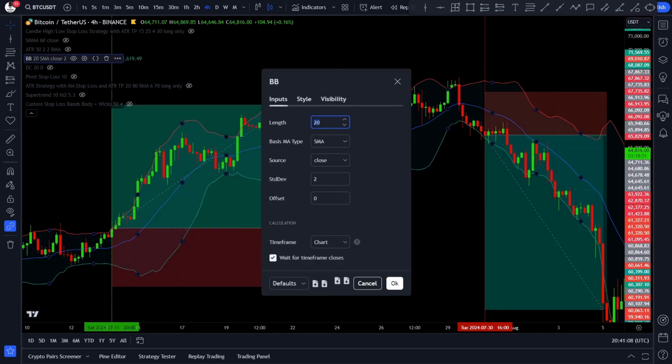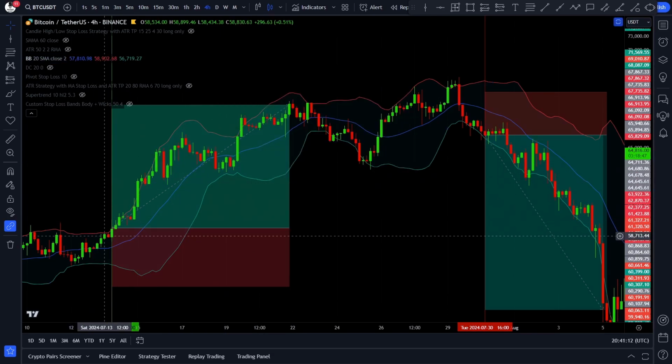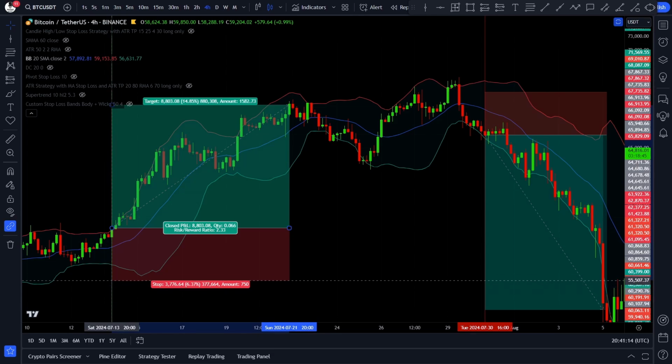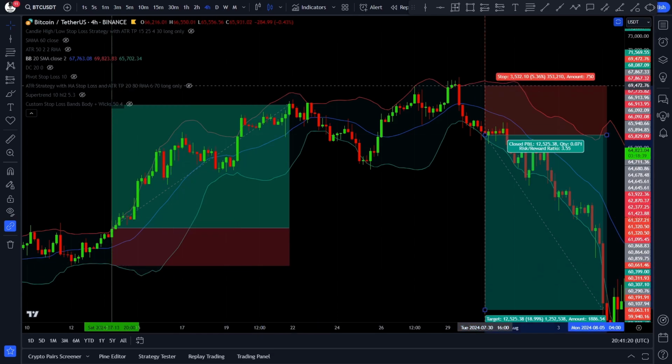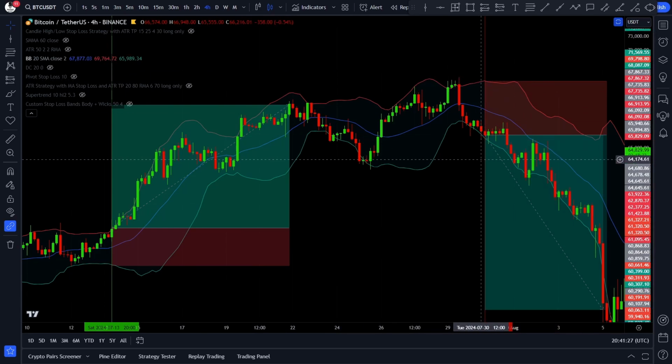Now using it with its default values, 20 length and 2 std-dev, in case of a long position we would place the stop loss at the lower Bollinger Band value here, and place the stop loss for a short position at the upper Bollinger Band. It is all good until we keep the length values low.